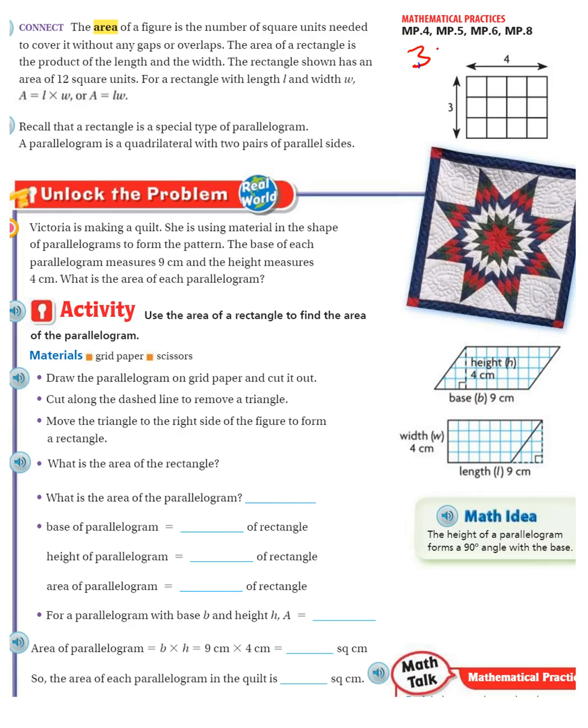All right, now I'm on page 389 of the Go Math textbook, Chapter 10, Lesson 1. The area of a figure is the number of square units needed to cover it without any gaps or overlaps. The area of a rectangle is the product, so multiplication, of the length times the width. The rectangle shown has an area of 12 square units for a rectangle with a length L and width W.